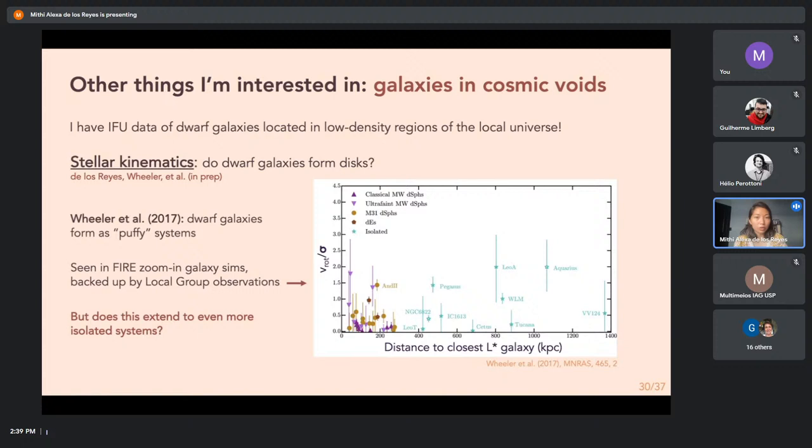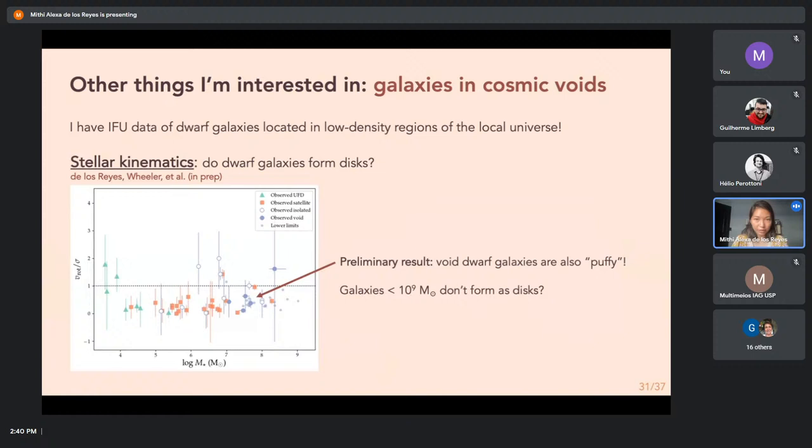So some recent work has shown that dwarf galaxies might actually form as puffy systems. The canonical thinking is that dwarf galaxies form as disks, sort of cold disk-like structures. But actually at low masses, it's possible that they instead form as puffy dispersion-supported systems. And this is seen both in galaxy simulations and in our local group. But the galaxies in our local group are affected by the Milky Way and by M31. And so the goal is to see if this effect extends all the way out, if we increase this x-axis, which is the distance to the closest massive galaxy, by a lot. The void dwarf galaxies would be way out here somewhere. And so our goal is to measure the kinematics of these systems.